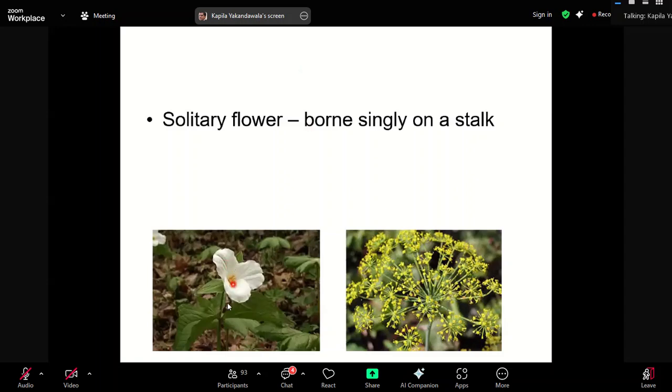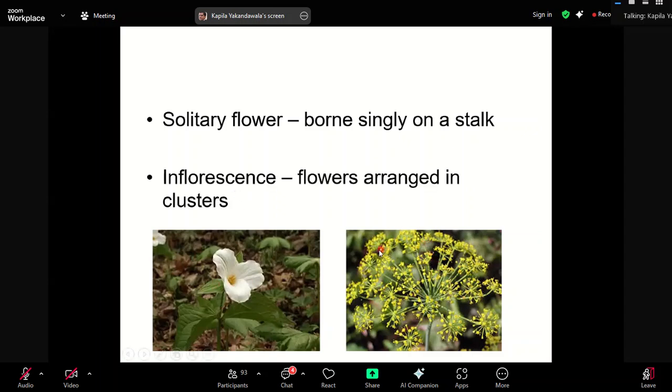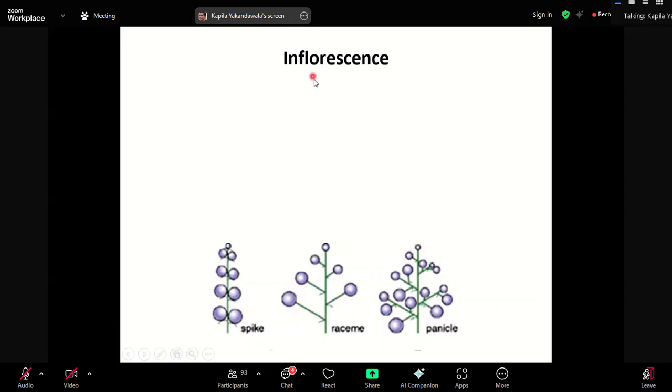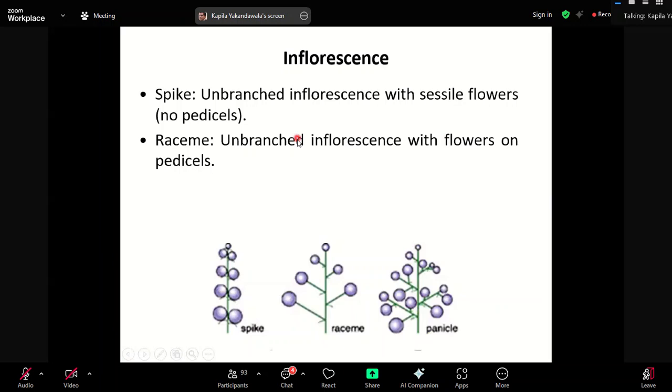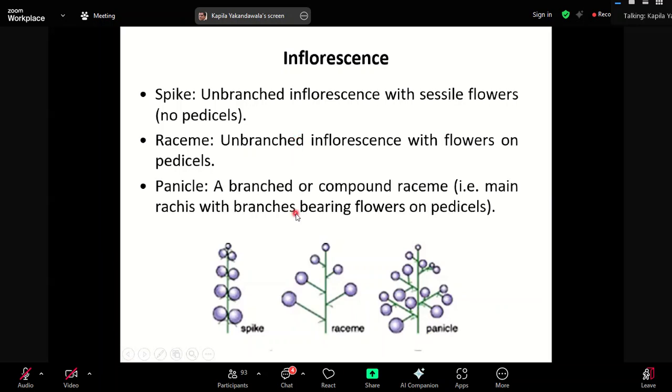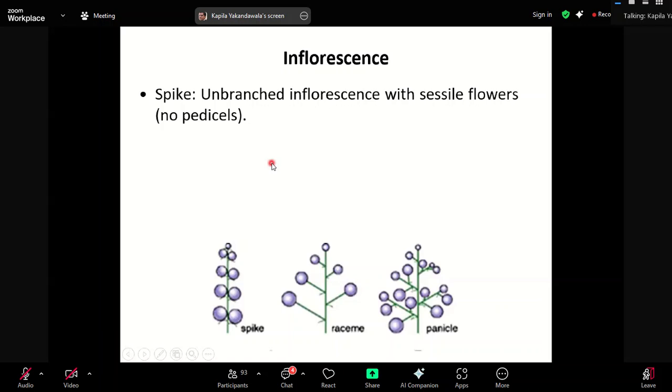And some flowers are born solitary. So we call it a single flower. But some flowers are gathered and arranged in clusters. So we call it an inflorescence. If you look at the inflorescences, there are different groups, types of inflorescences. I have grouped them so that I can explain it easily, right? First, spike. What do you mean by a spike?